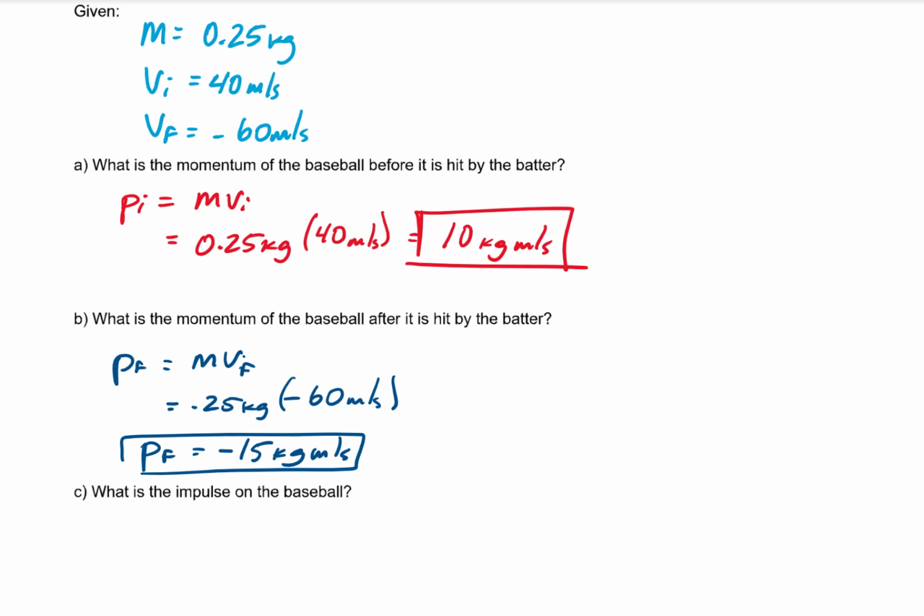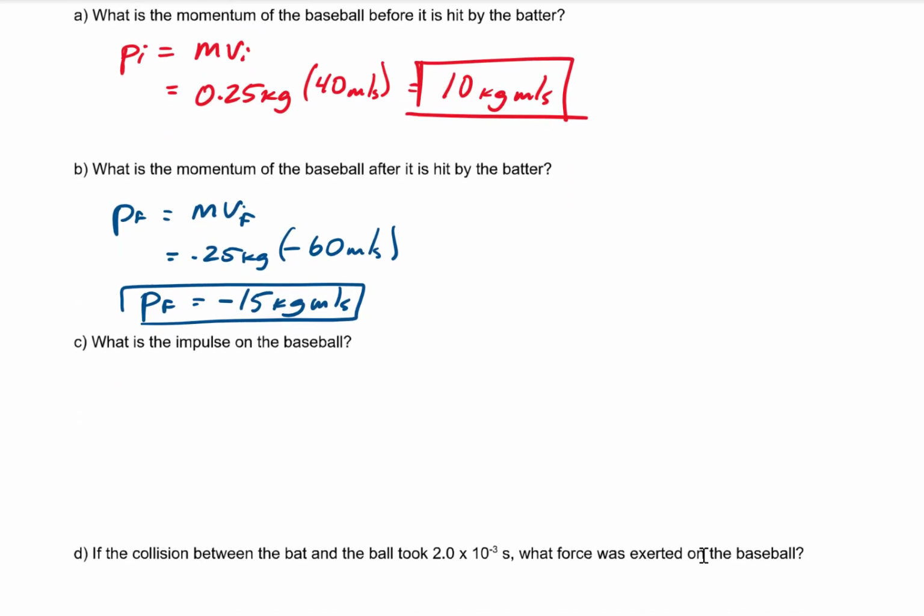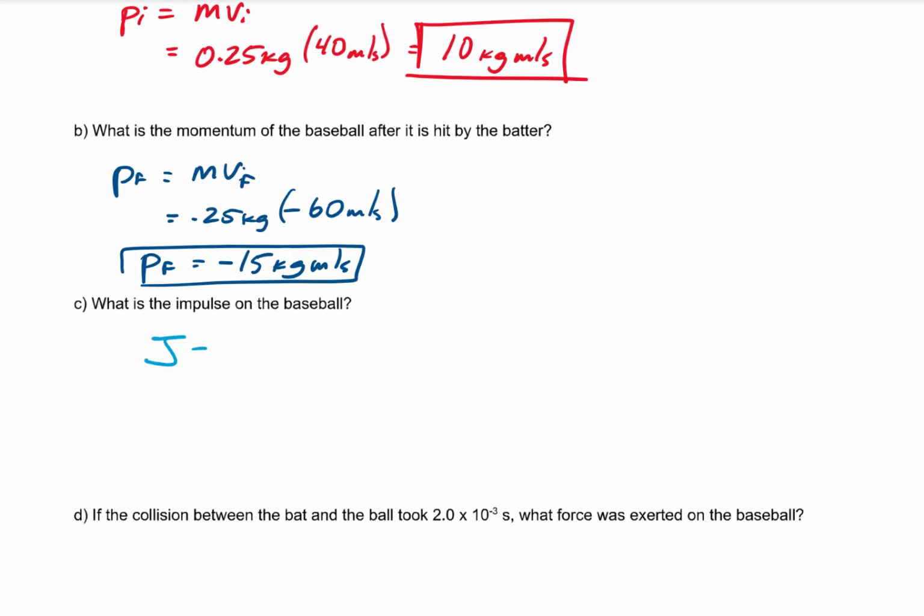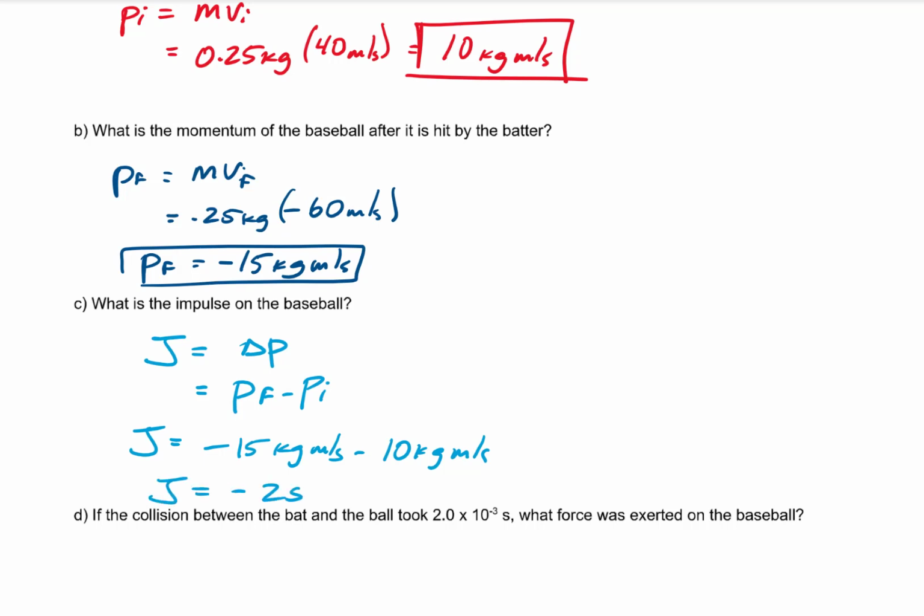That negative sign makes sense because we're now moving in the opposite direction. If we have opposite direction, we're going to need to have opposite sign. And then the impulse on the baseball, well, impulse is the change in momentum, so it's final momentum minus initial momentum. So my impulse is negative 15 kilogram meters per second minus 10 kilogram meters per second. Negative 15 minus 10 gives me an impulse of minus 25 kilogram meters per second.